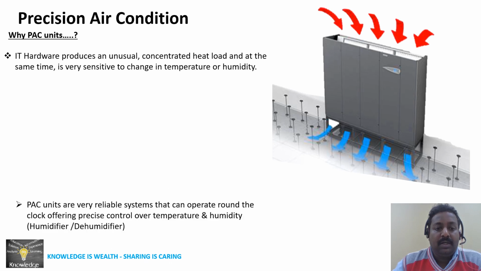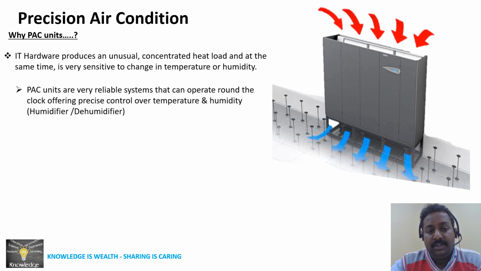So let's see what features a precision air conditioning unit has. Precision air conditioning units are very reliable systems that can operate round the clock, 24 by 7, 365 days. It has precise control over temperature and humidity. We all know about humidity control: PAC is enriched with a humidifier and dehumidifier with a set of heaters, so that we have precise control over humidity, and it will give the required humidity level at the data center and lab area.